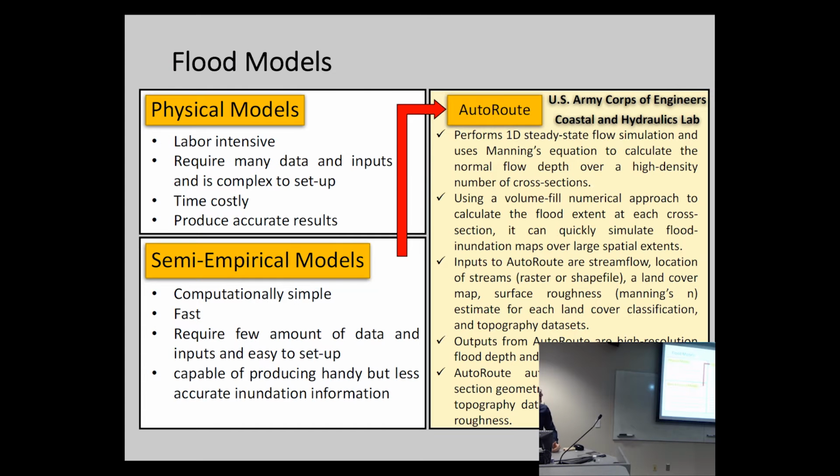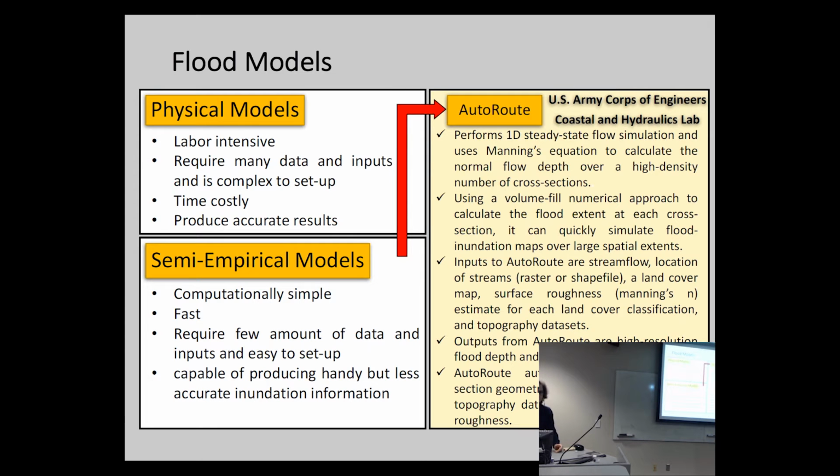Now, talking of the semi-empirical models, we applied two semi-empirical models. The first one, that is AutoRoute, is the more complex one in the group of semi-empirical models. It is also developed by the US Army Corps of Engineers, but the Coastal and Hydraulics Lab.